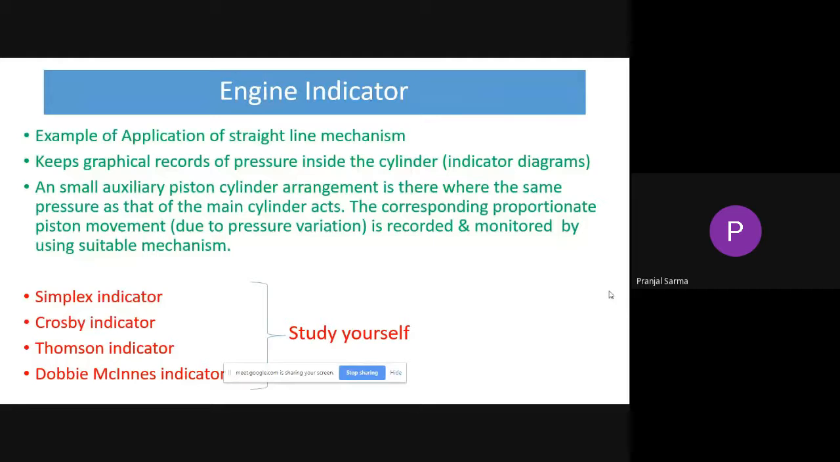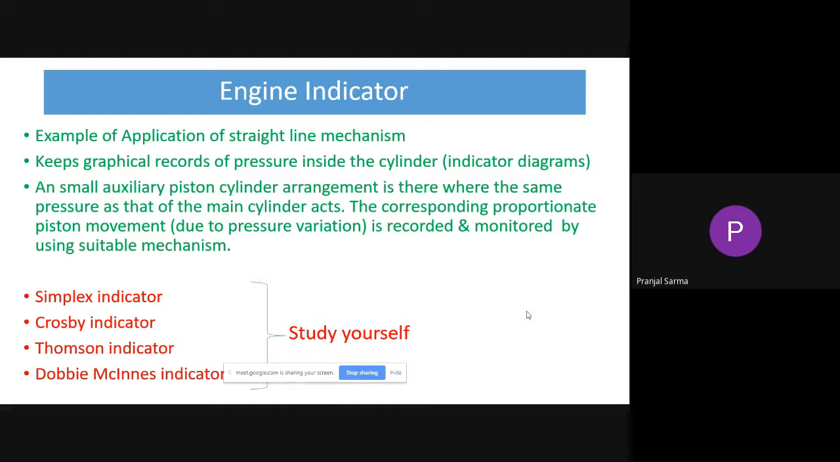So these engine indicators are nothing but instruments which keep graphical records of the pressure maintained inside the cylinder. And those graphs are also known as the indicator diagram. I believe all of you have seen the PV diagrams and such in thermodynamics. Those are also a kind of indicator diagram, where you get a graphical record.